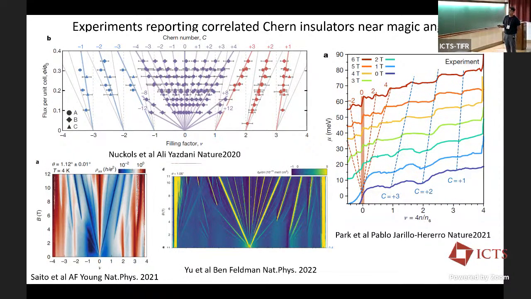So you can see this beautiful fan, 0, 1, 2, 3, 4. These are the T's. This is now S equal to 1, T equal to 3. You see it doesn't go all the way to 0. It starts at a finite critical magnetic field. This corresponds to S equal to 2, T equal to 2. And this corresponds to S equal to 3, T equal to 1.